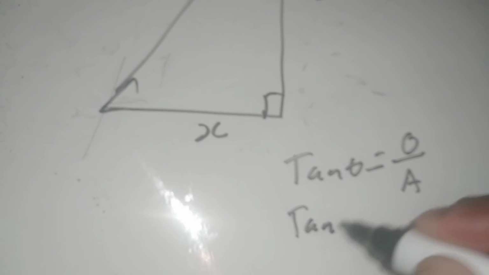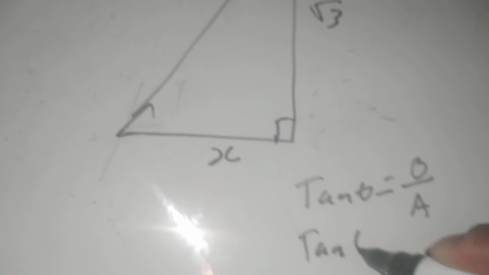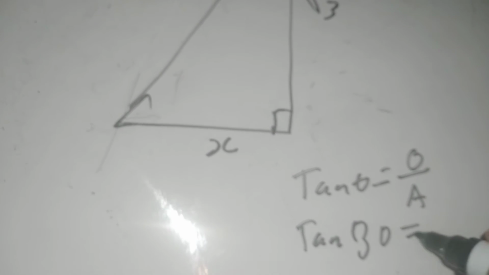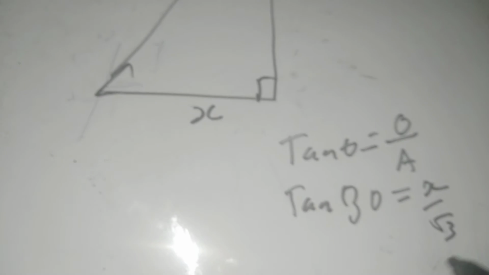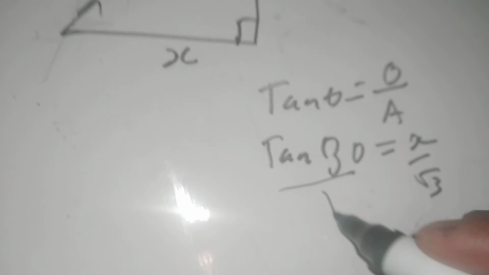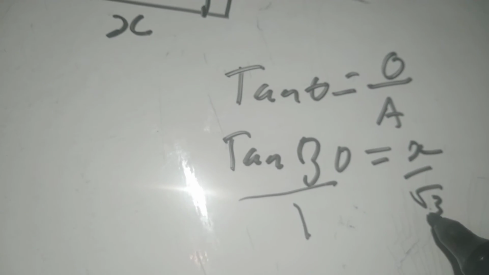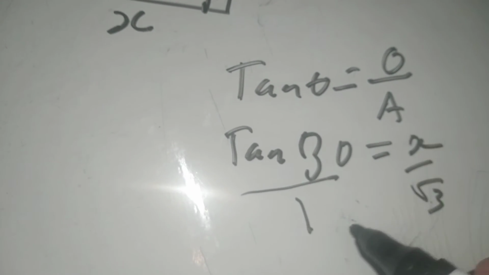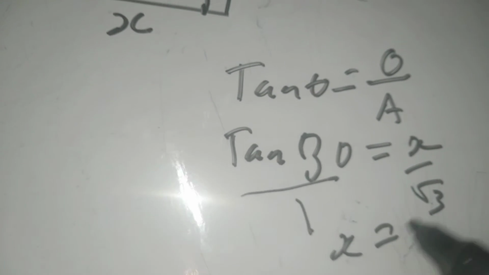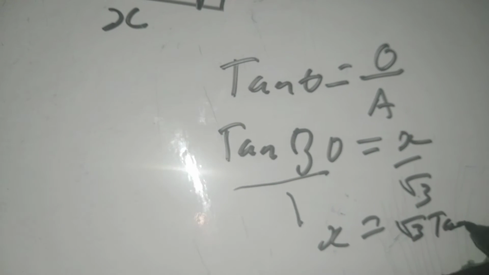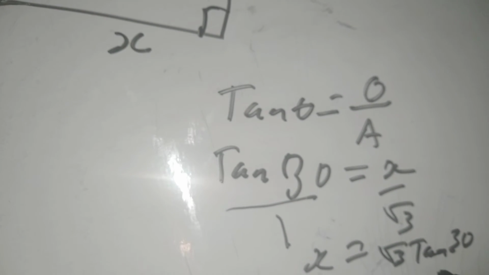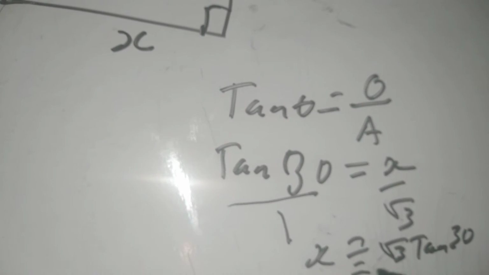So tan 30 is equal to, what is our opposite? Our opposite is x, and our adjacent is square root 3. So what do we do here? We cross multiply. So this is going to be x times 1, which is x, and then this times tan 30 is going to be root 3 tan 30. And then the answer here is just going to be 1 as well.